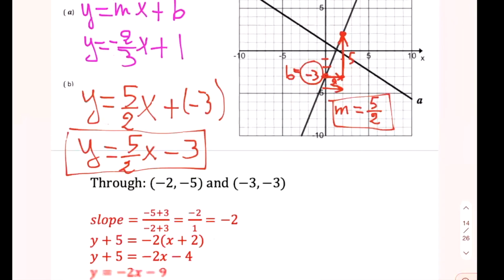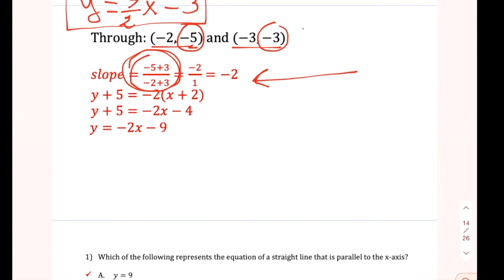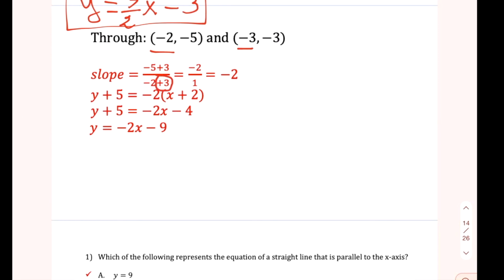Now, let me go to the next question. They want the equation of a line that goes through these 2 points. So, we repeat again. We find the slope: change in y over change in x. -5 minus -3. Minus -3 is +3. That's why they put -5 plus 3. And then -2 minus -3, and that's why they put +3 again. Now just simplify.